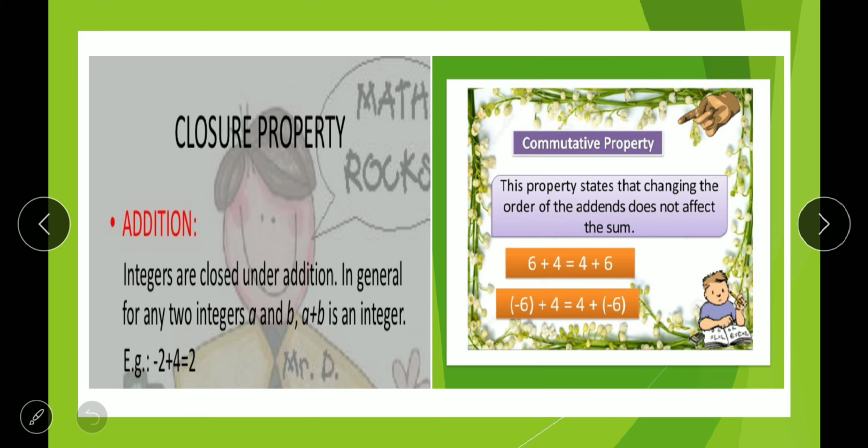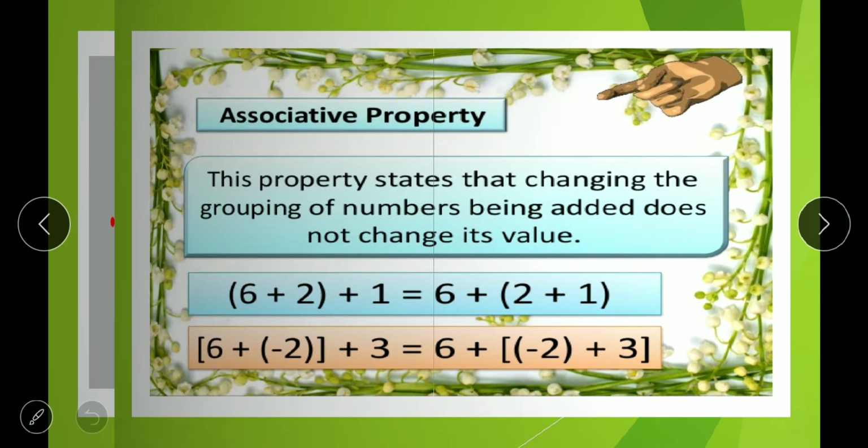The commutative property states that changing the order of addends does not affect their sum. The addends mean the 6 is one addend, the 4 is another addend. When you add 6 plus 4 or 4 plus 6, both give the same answer only. 6 plus 4 means 10 and 4 plus 6 also is 10. And minus 6 plus 4, or else 4 plus minus of 6, in both ways we will get the answer as minus 2. So when you add the numbers in any order, it doesn't affect the sum. This is what the commutative property says.